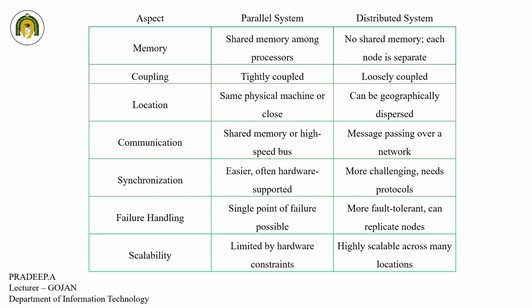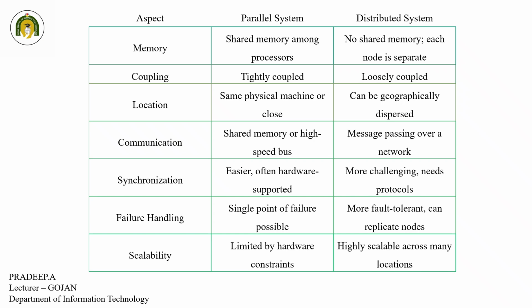So first one is memory. Shared memory among the processes in parallel systems; no shared memory in distributed systems, each node is separate. Coupling: tightly coupled, and in distributed systems it's loosely coupled. Location: in parallel systems, same physical machine or close machines; in distributed systems, geographically dispersed. In communication, parallel systems use shared memory or a high-speed bus. In distributed systems, messages pass over a network.